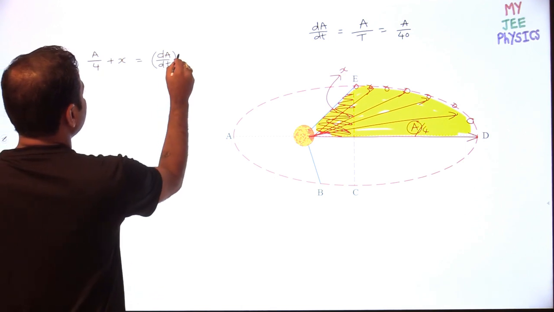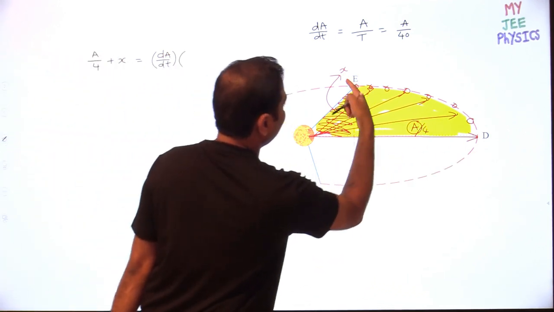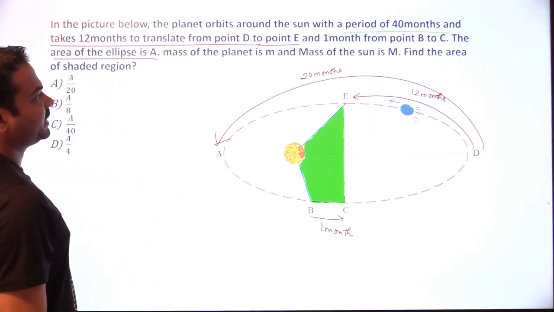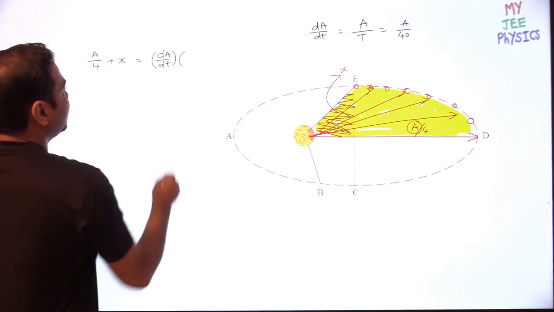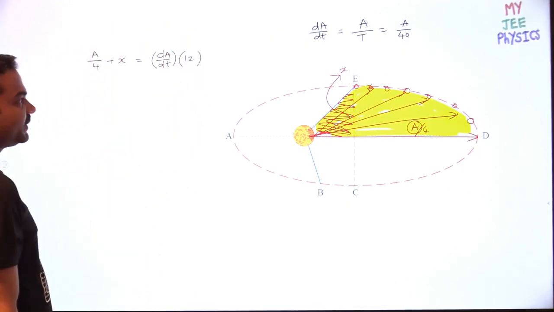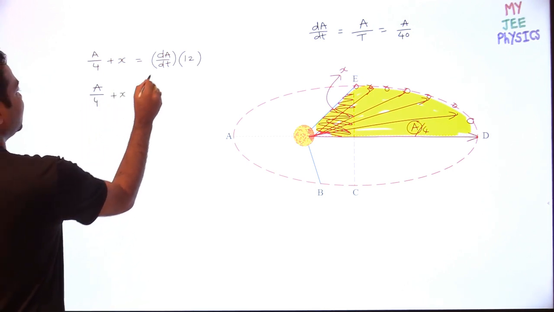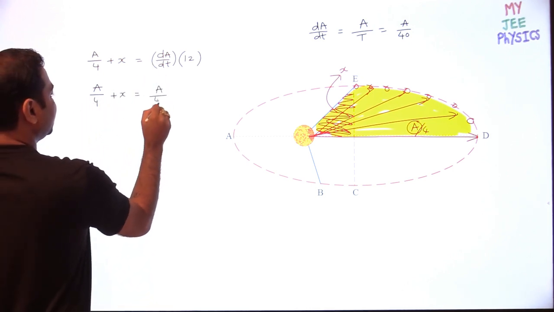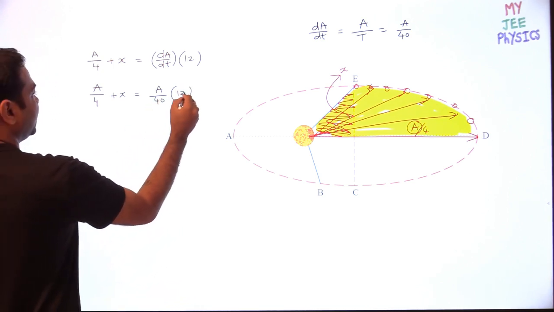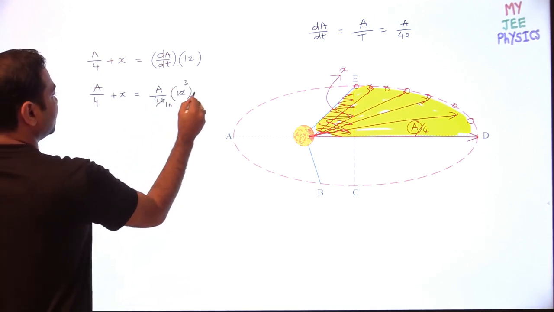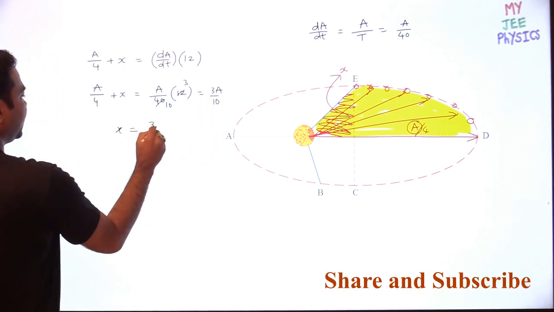Areal velocity into time gives the area. What is the time taken from D to E? They have given 12 months. So I can write into 12, then I can find the X value. So A by 4 plus X is equal to dA by dt, which is A by 40 into 12. This you can write as 3 by 10, so this is 3A by 10. So the X value is equal to 3A by 10 minus A by 4.